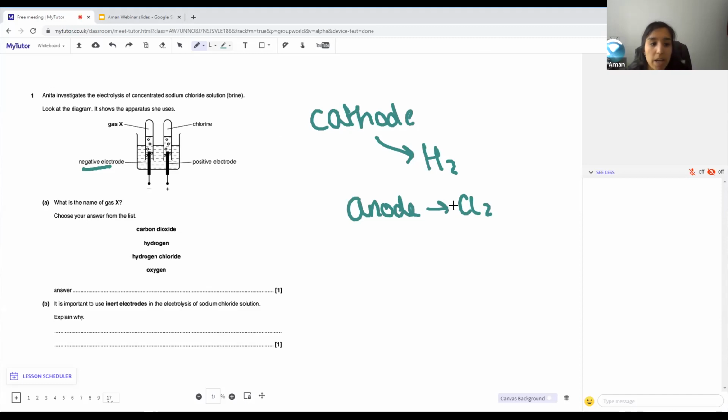Okay. It is important to use inert electrodes in the electrolysis of sodium chloride solution. Explain why. Why do the electrodes need to be inert?